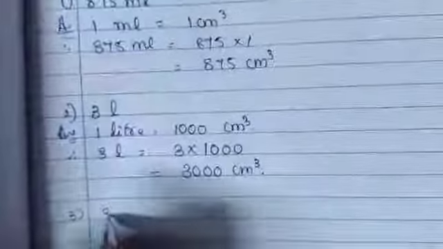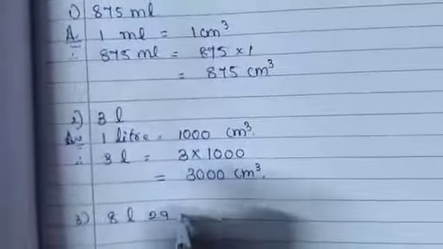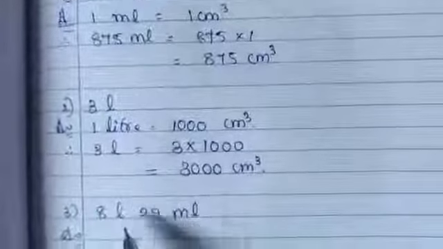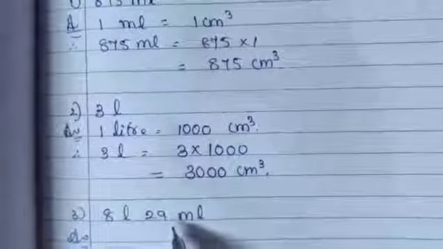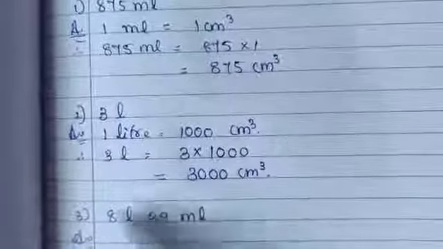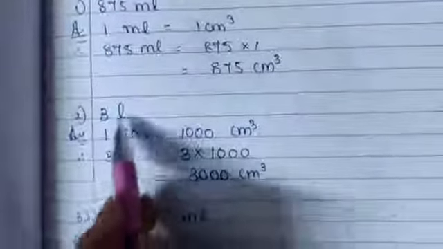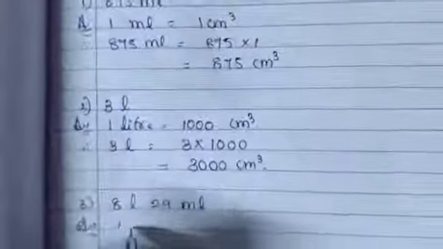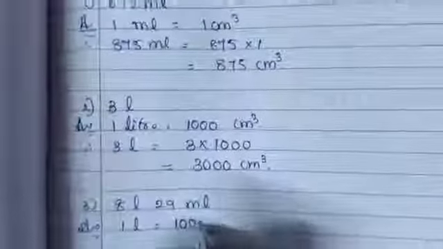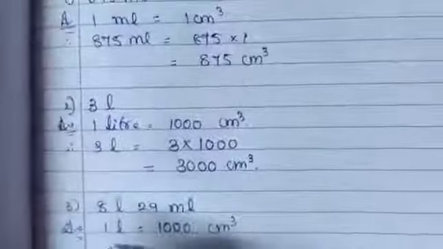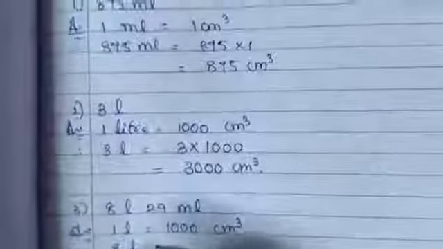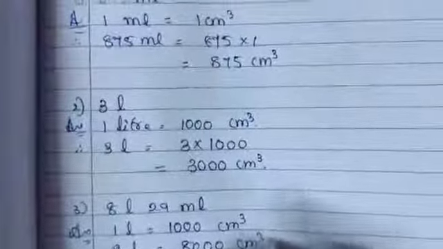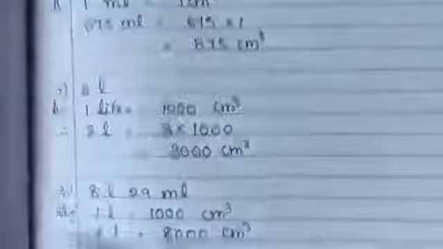Now number 3 is 8 liter and 29 ml. So how will we convert? This is 8 liter and 29 ml. So first we will take 8 liter. This is the only point we have to remember: 1 liter equals 1000 cubic centimeter. Therefore 8 liter equals 8000 cubic centimeter.